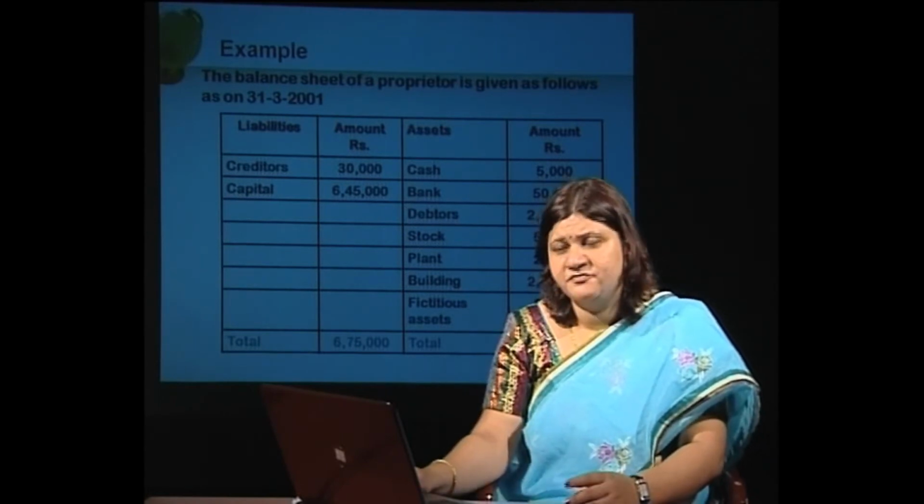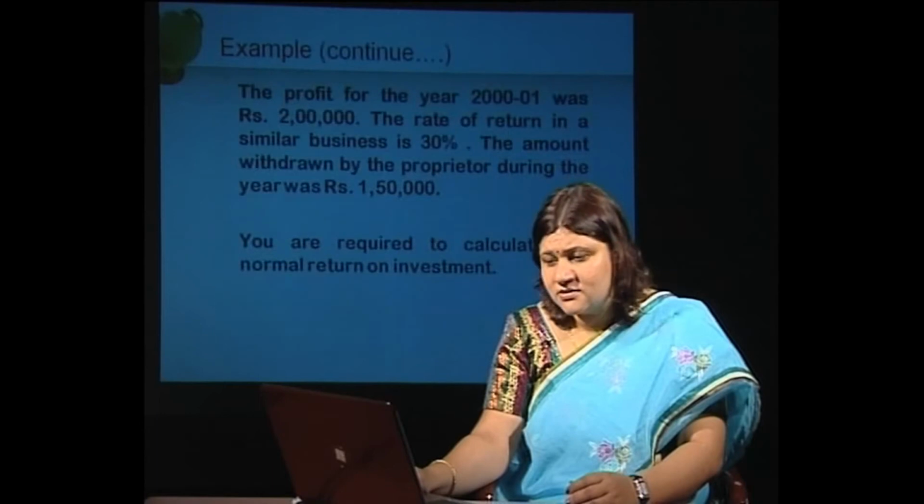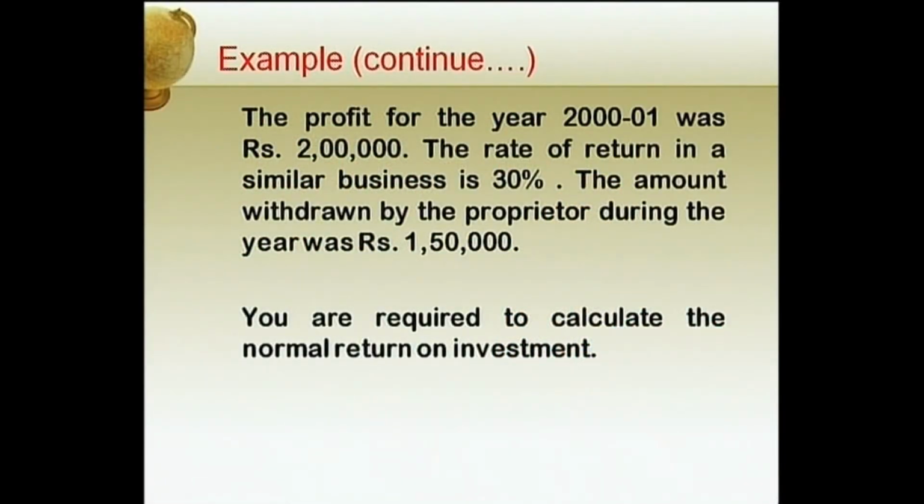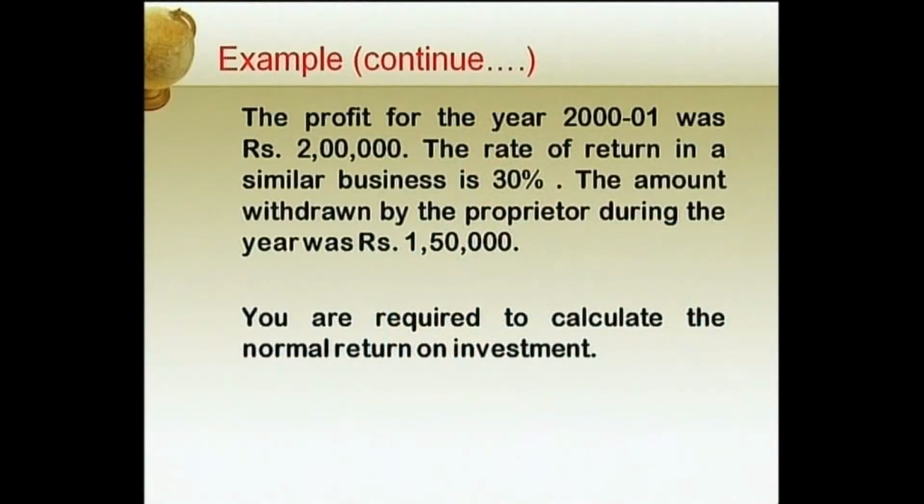Now, what other information is the question giving to us? The profit for the years 2000 and 2001 was rupees 2 lakh. The rate of return in similar business is 30%. This rate of return in similar business means the normal rate of return. It is given that it is already computed taking into consideration pure risk and the risk return. The amount withdrawn by the proprietor during the year was 1,50,000. We are required to calculate the normal return on investment.